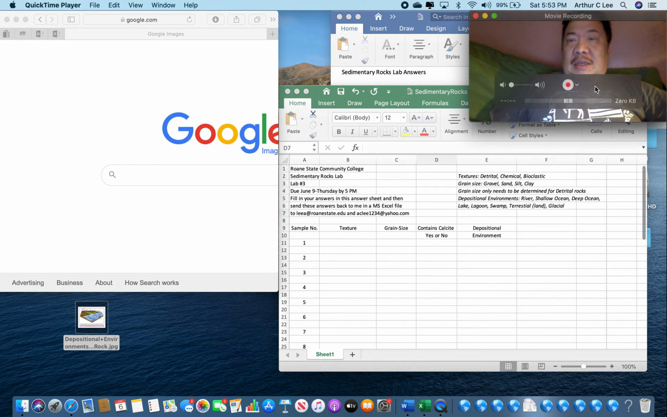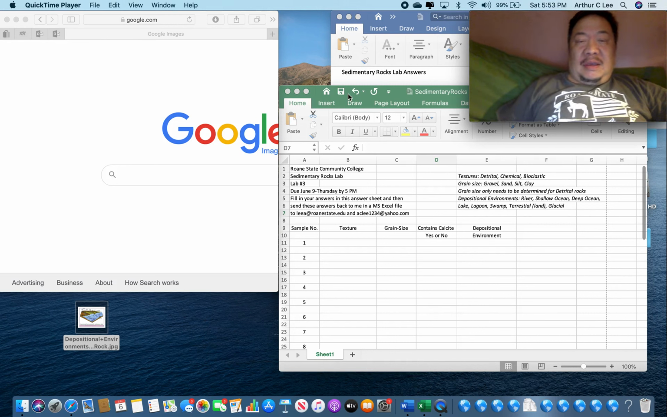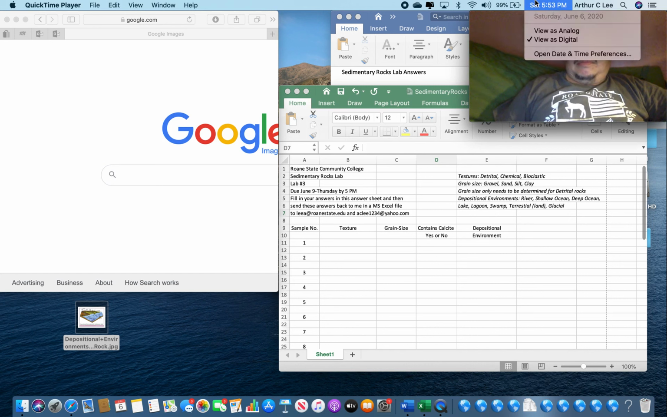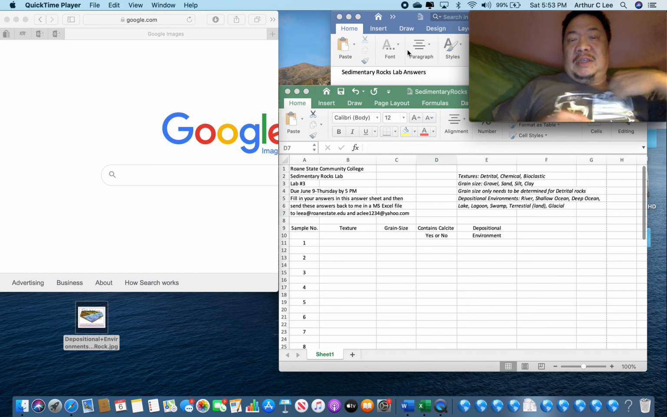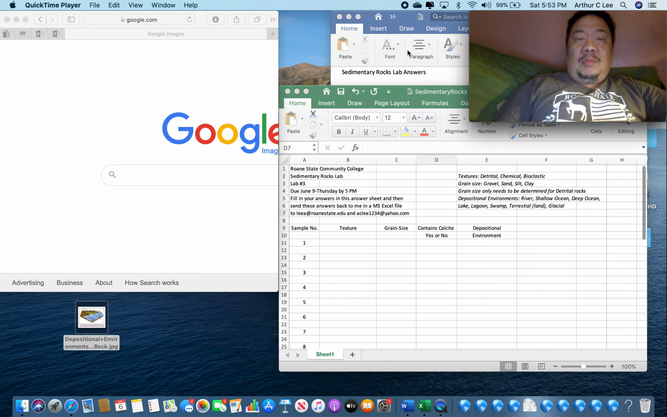It's Saturday, June the 6th, 2020, and I have prepared your sedimentary rock lab boxes. They will be available on Sunday, June the 7th at 9 a.m. So somebody needs to send one person in your group to pick up your sedimentary rock lab samples tomorrow on Sunday.